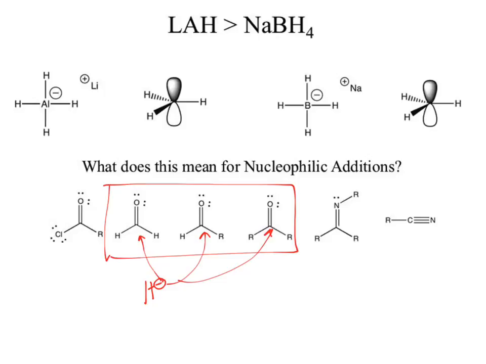Yeah, the last one has R groups with more electrons, which will do what? Repel the attacking hydride, which means slower and less likely. What else do we see as a difference?